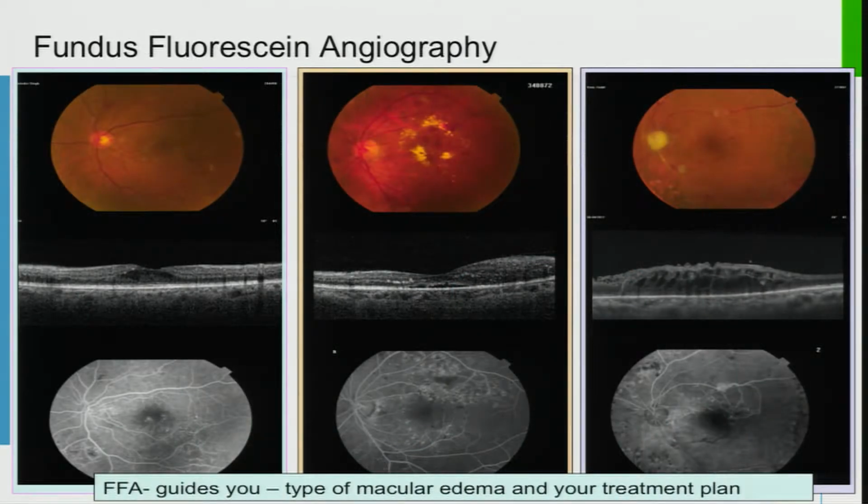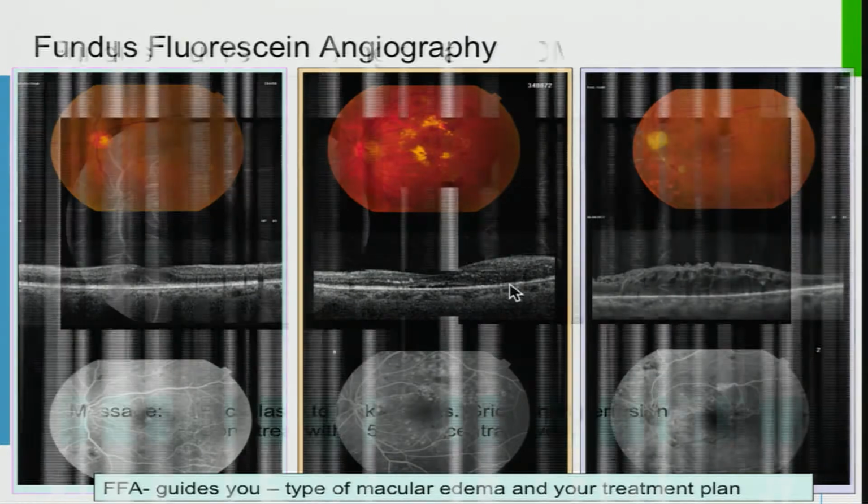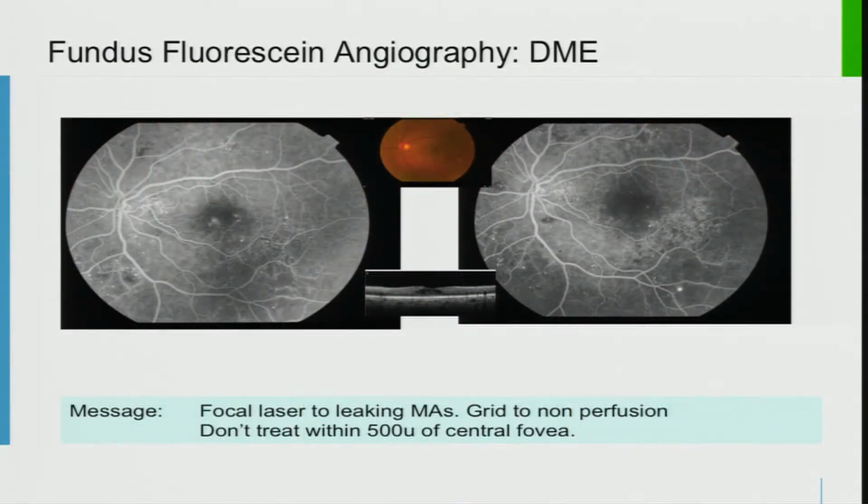Coming to diabetic macular edema, there are 3 different situations. Your OCT shows intraretinal fluid in all 3, but your FFA will give you a completely different picture. So this is case 1. He has these leaky microaneurysms, CNP, and this is a non-centered DME. Few MAs which are very close to your fovea.